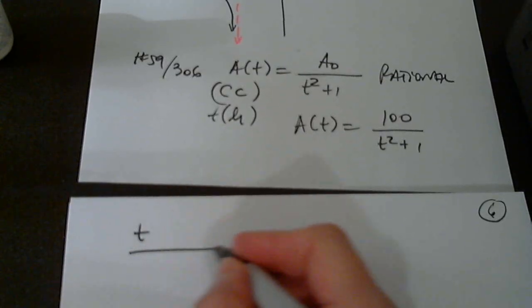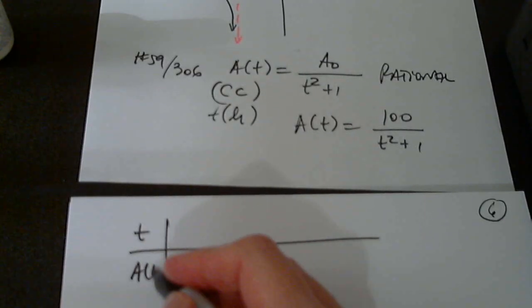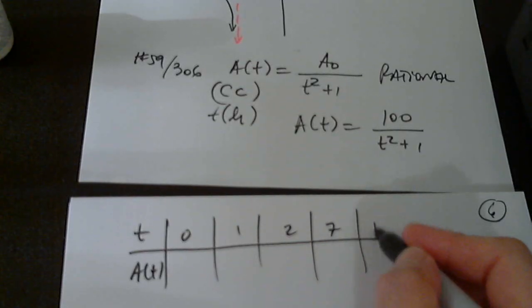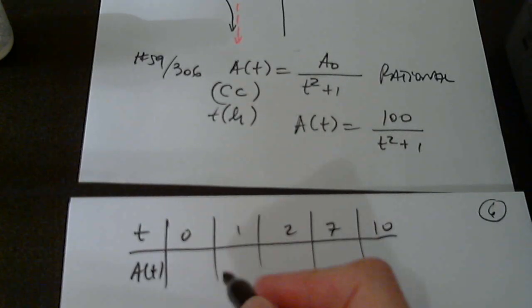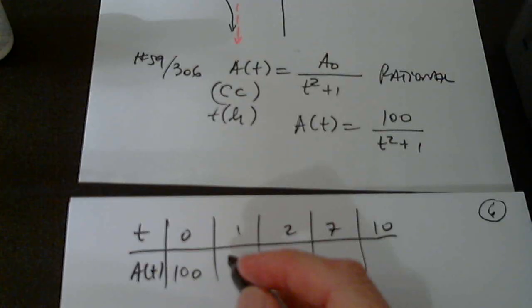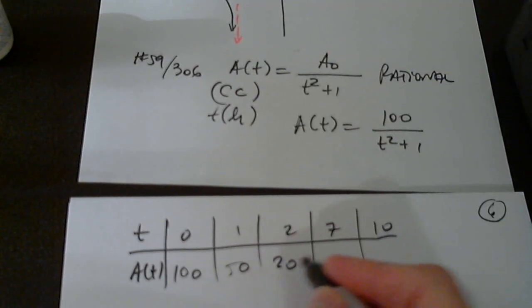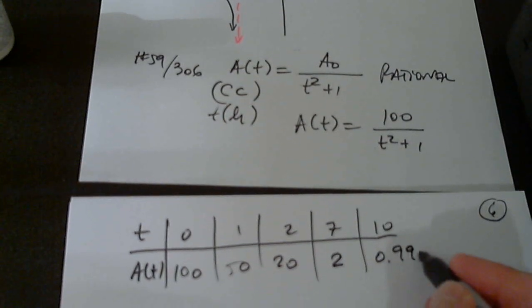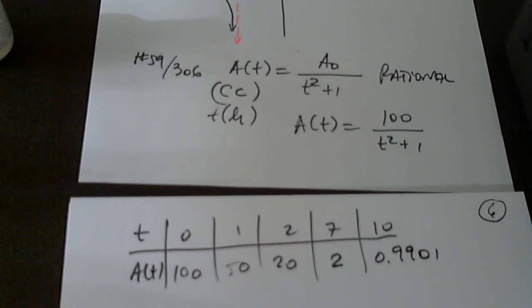So I have t and I have a of t. So 0, 1, 2, 7, and 10. For 0, I have, of course, 100, and then I have 50, and I have 20, and then I have 2, and then I have 0.9901. Okay, so that part is done.